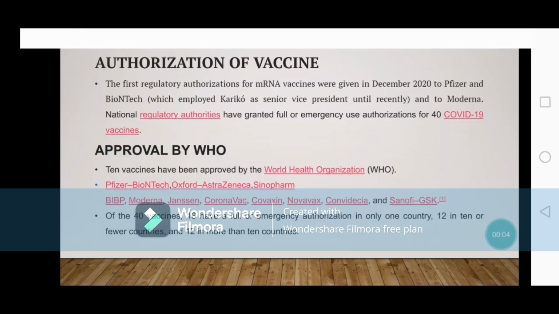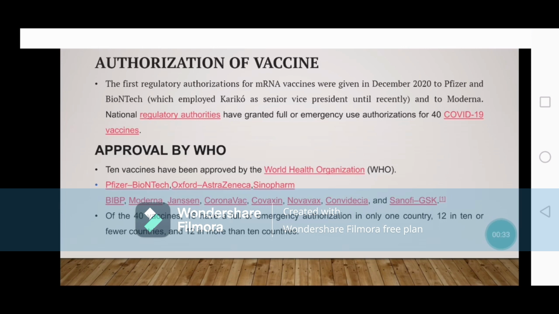Let's talk about authorization of vaccines, how these vaccines were made available and approved by WHO. The first regulatory authorizations for mRNA vaccines were given in December 2020 to Pfizer and BioNTech, which employed Carico as senior vice president until recently, and to Moderna. National regulatory authorities have granted full or emergency use authorizations for 40 COVID-19 vaccines. Finally, we have got a number for COVID-19 vaccines which were authorized. These are 40 COVID-19 vaccines.